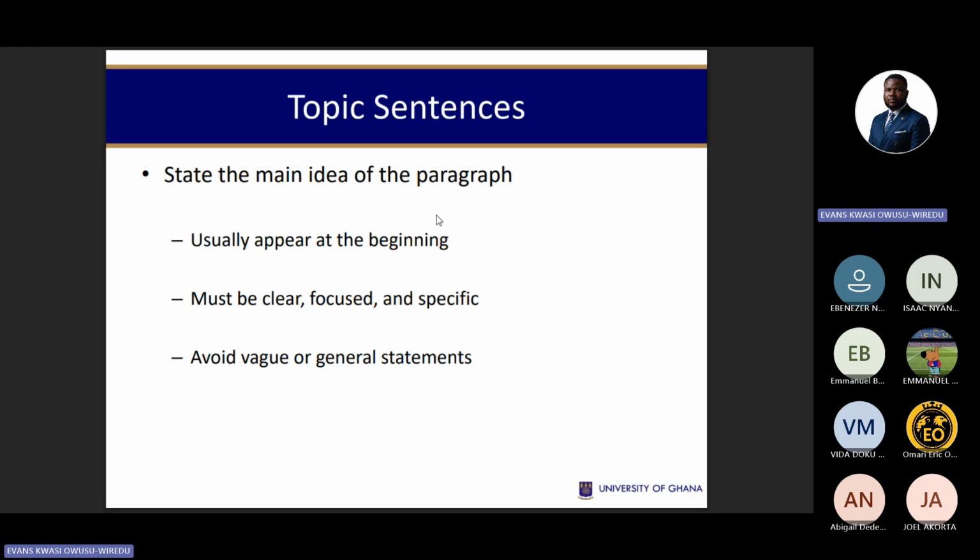So topic sentences. This is actually one of the main things you should know, that a lot of questions are going to be thrown on. So take notice. Everybody in this class should be here. This is the most important. I'm telling you, this is a serious thing.